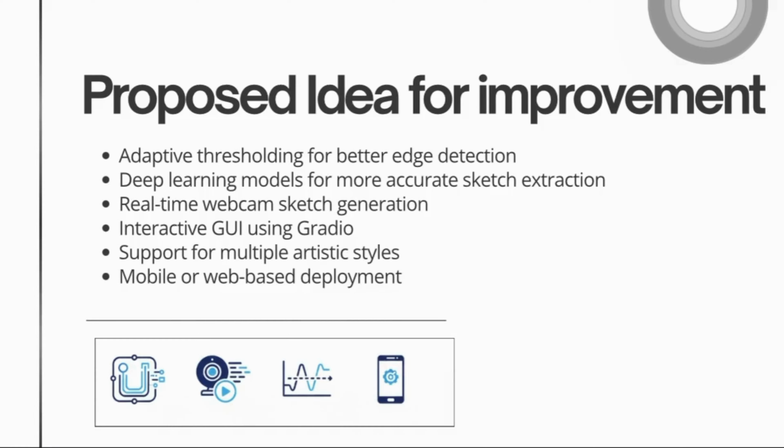Proposed ideas for improvement. In order for the project to improve in the future, or if I or my teammates want to carry on this project for future implementation, the improvements we're going to make are adaptive thresholding for better edge detection, deep learning methods for more accurate sketch extraction, real-time webcam sketch generation, an interactive GUI using Grayscale, support for multiple artistic styles, and mobile or web-based deployment.